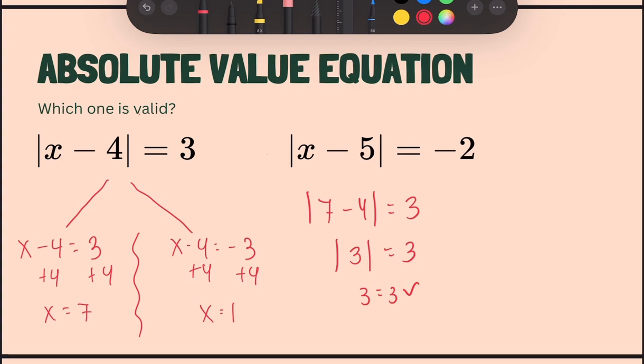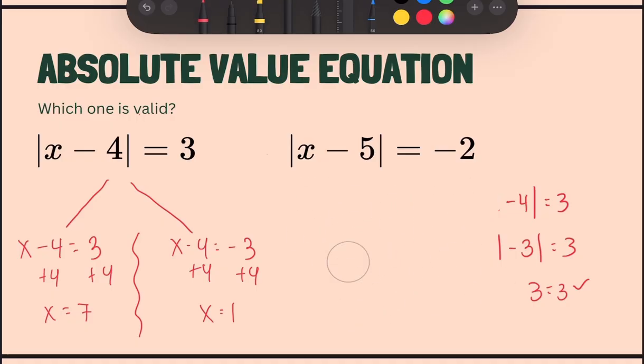But now what if I were to plug in x equals 1? Well, I would get 1 minus 4, which gives us the absolute value of negative 3. And the absolute value of negative 3 is in fact 3. So that's how we know that we got our solutions right. But now let's take a look at this problem on the right. As we spoke about earlier, there are no possible numbers that, inside an absolute value, could give us a negative number. Therefore, looking at this problem right here, we know that there is no solution.